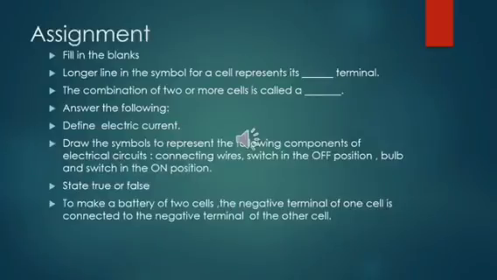Now children, try to answer these questions and write them in your notebook. Fill in the blanks. Longer line in the symbol for a cell represents its dash terminal. The combination of two or more cells is called a dash. Answer the following. Define electric current. Next, draw the symbols to represent the following components of electrical circuits: connecting wires, switch in the off position, bulb, and switch in the on position.